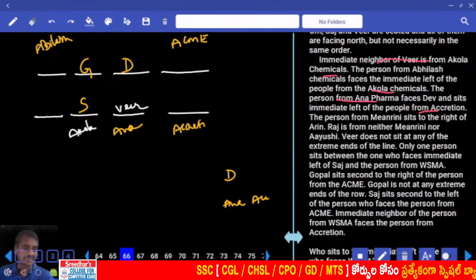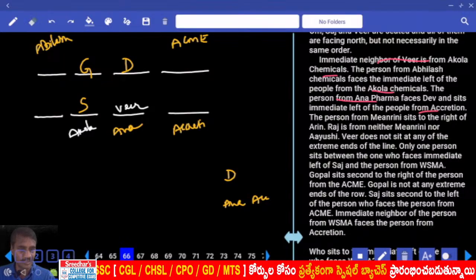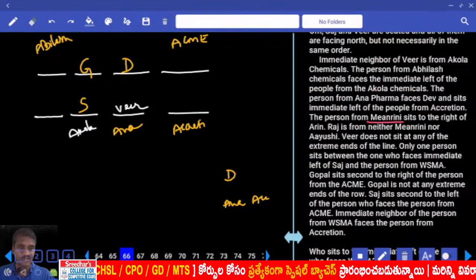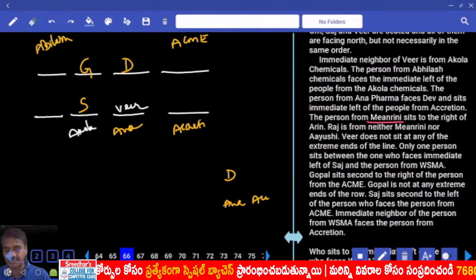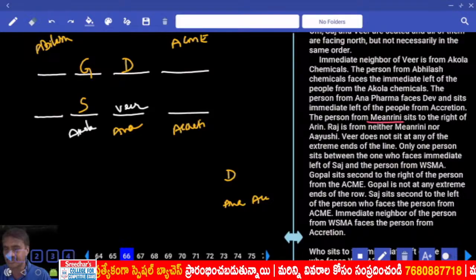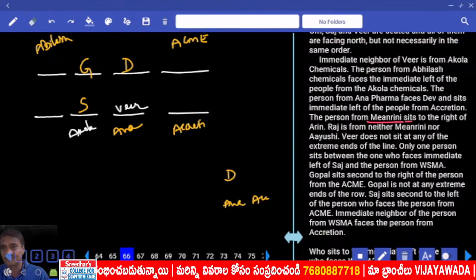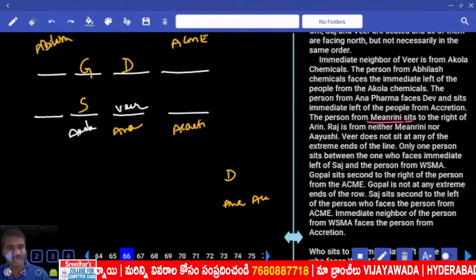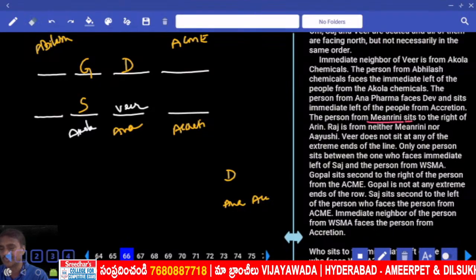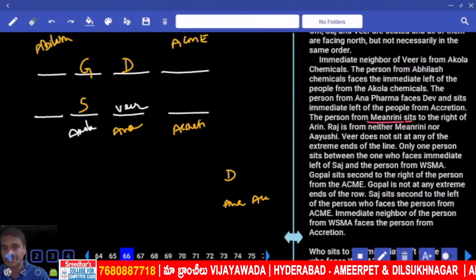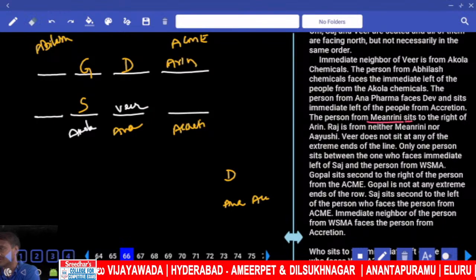How many persons are there? One person. Then the person from Mirini, and Mean Rini sits to the right of Erin. Then where should this Erin be? The person from Mean Rini sits to the right of Erin. Right of Erin means Mean Rini sits to the right of Erin. Erin is a person. Where should this Erin be? ACM. Erin. Then Mean Rini can be either G or D in any order.